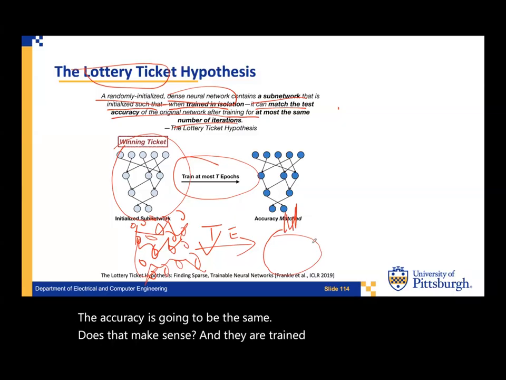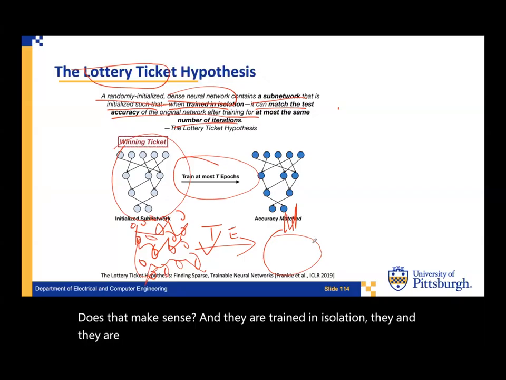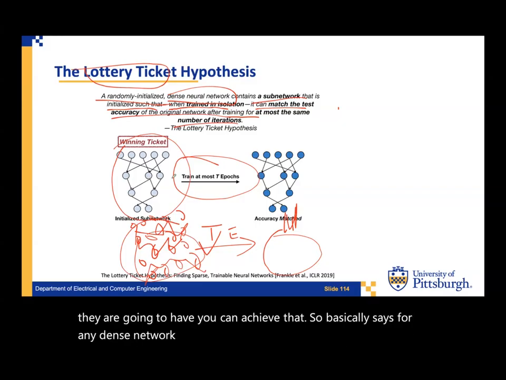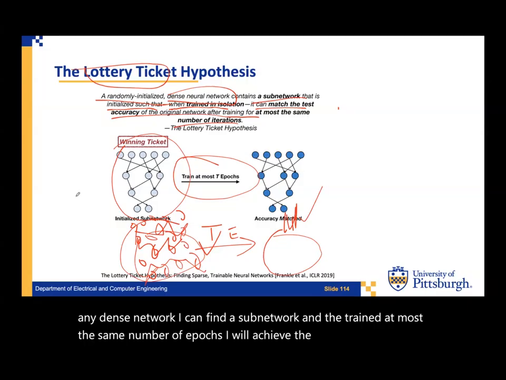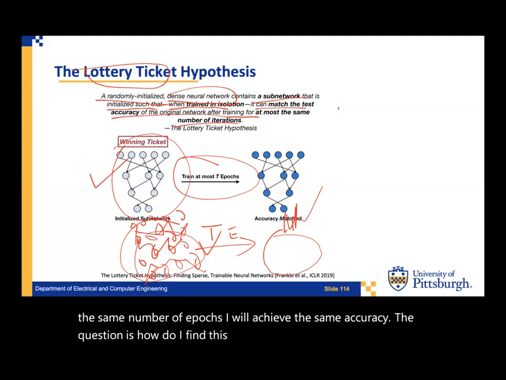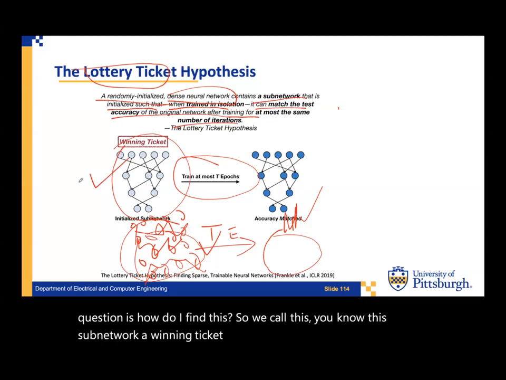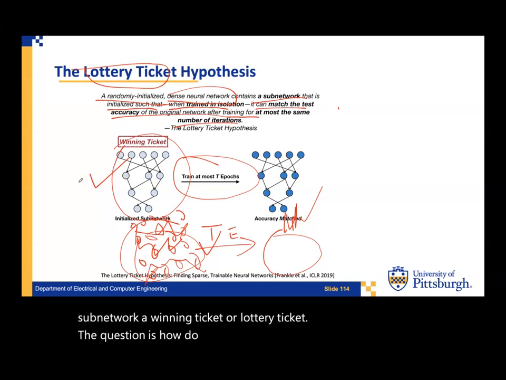So basically, it says that for any dense network, I can find a subnetwork and train it for at most the same number of epochs, and I will achieve the same accuracy. The question is, how do I find this? We call this subnetwork a winning ticket or lottery ticket. The question is, how do I find this lottery ticket?